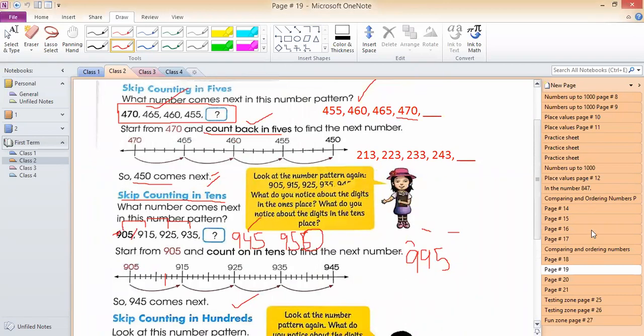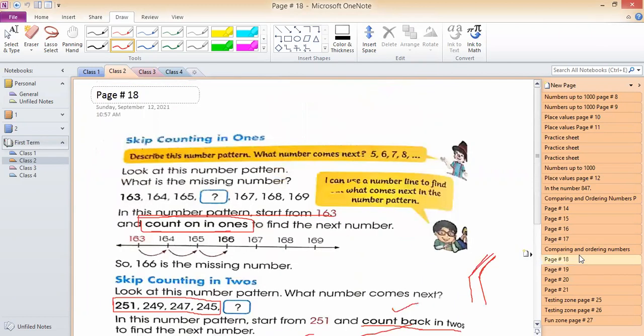Mathematics. We were studying the topic skip counting. We have learned about skip counting in ones, twos, threes, fives, tens, and hundreds. A quick revision for skip counting, guys. Then we will come to exercise question number 4, and we will learn a new topic, even and odd numbers, as well.